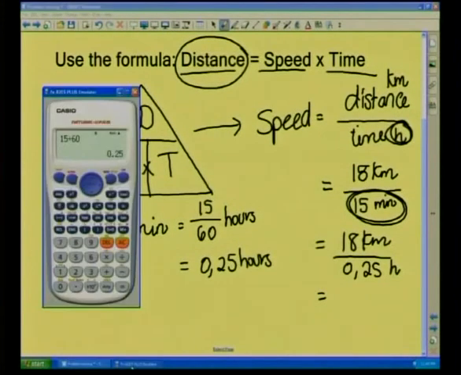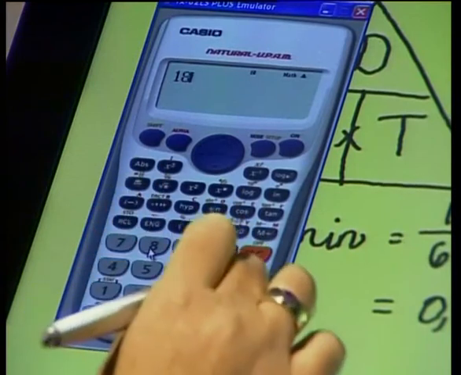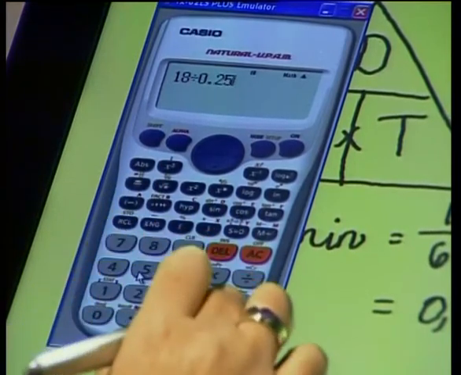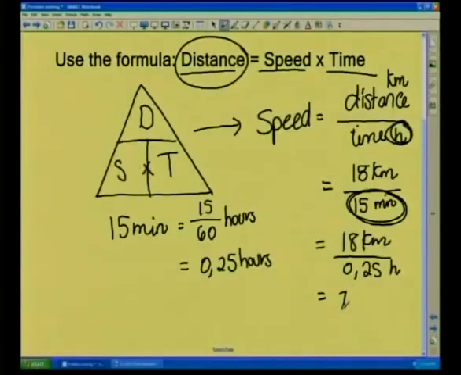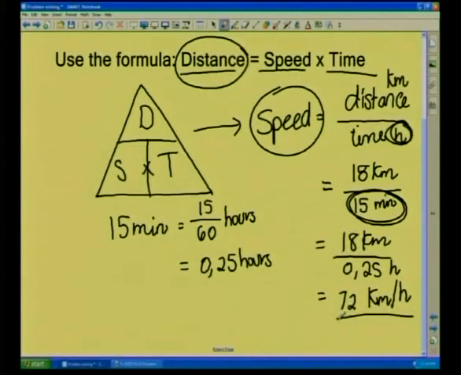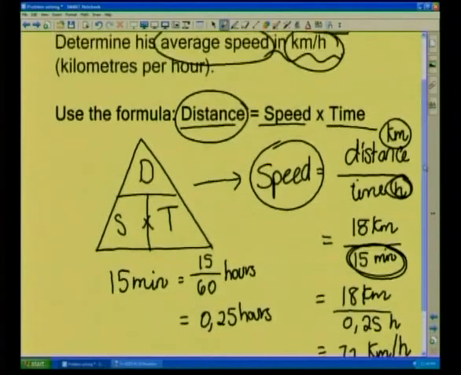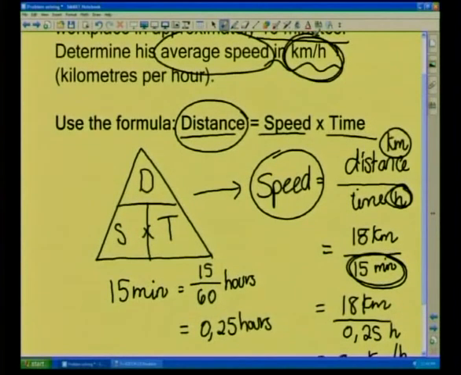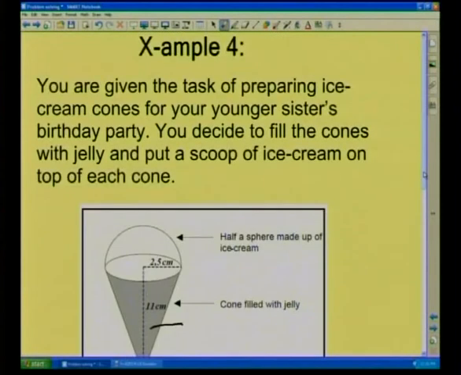So on my calculator, 18 divided by 0.25 is equal to 72, and we're talking about speed, so it needs to be kilometers per hour. Please make sure that you are clear about what units of measurement we are using and make sure that you are using the same units.